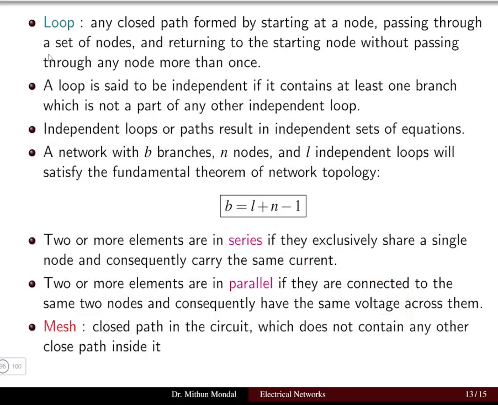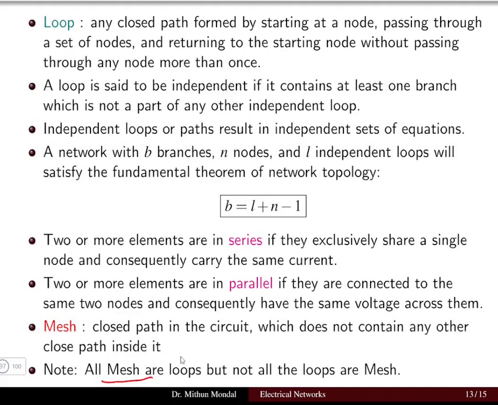Now, having known the loop, we can talk about a mesh. A mesh is again a closed path in the circuit which does not contain any other closed path inside it. It means that it is an independent loop. So we can say that all meshes are basically loops, but not all loops are meshes. Meshes are basically the independent loops, and will not have any other closed path in the circuit.